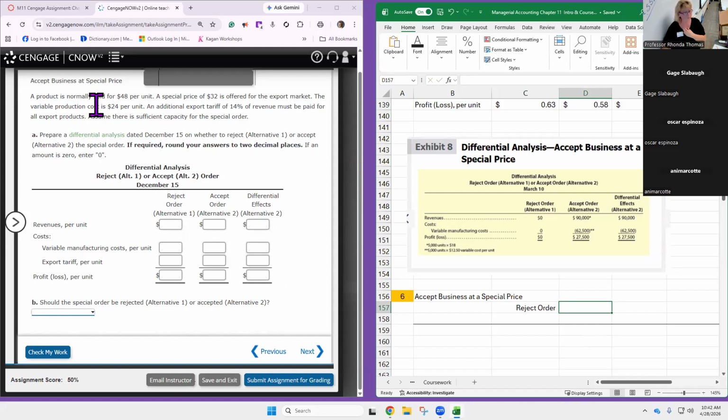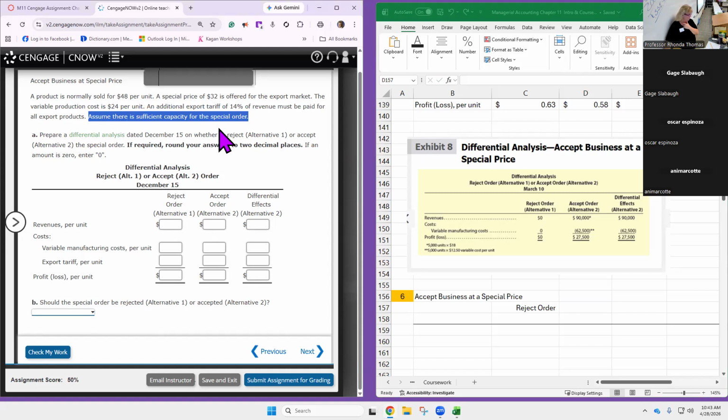It says that we normally sell it for $48, but somebody's come in and asked us to buy from us at $32 each for the export market. The variable production cost is $24 per unit. An additional export tariff, oh my gosh, of 14% of revenue must be paid for all export products. Assume there is sufficient capacity. There's where I was going to take you guys. See that line right there?